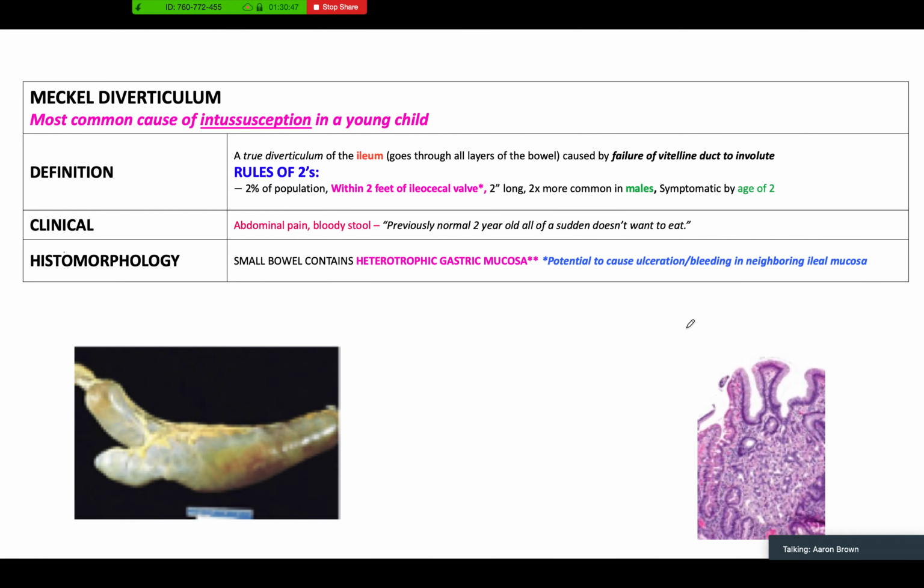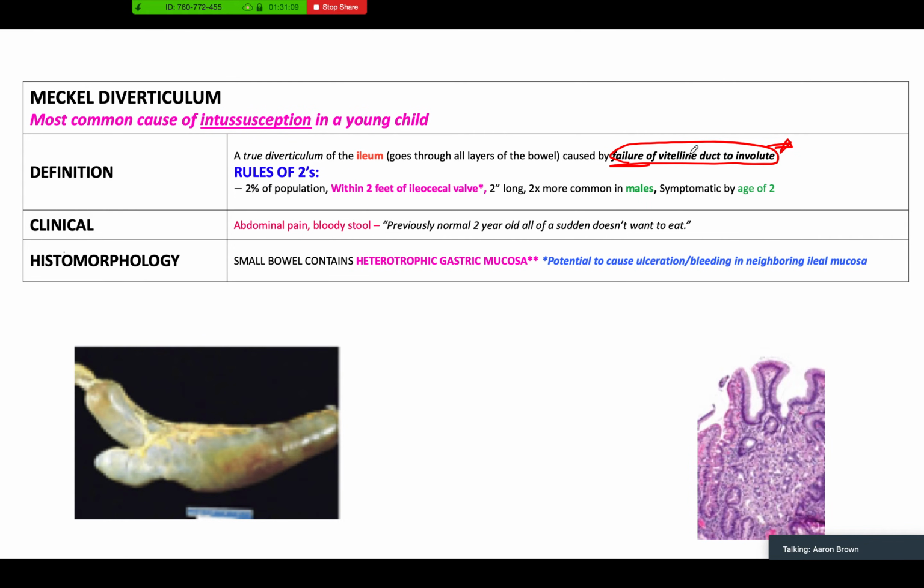Next is our Meckel's diverticulum. So the Meckel's diverticulum is caused by the failure of the vitelline duct to involute. This is going to be the catchphrase that you'll see in your First Aid book, that you'll see in the literature. Failure of the vitelline duct to involute. What does that even mean?